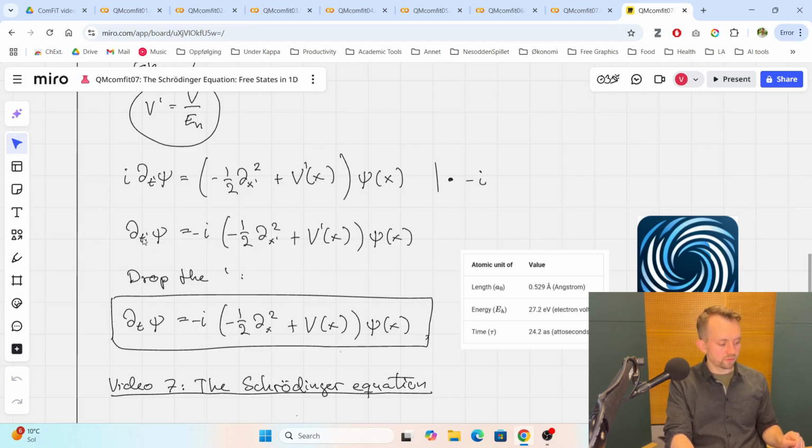So I get the Schrödinger equation in its dimensionless form here, and the thing is that all of these parameters now, t, x, and V, have this prime on them, and I don't want to keep those around, so I'm just going to change the definition so that the variable without the prime is the dimensionless variable, and then I'm left with this equation here, which is the Schrödinger equation in what we call the dimensionless form. And what that means is that time now is expressed in units of this time here, 24.2 attoseconds.